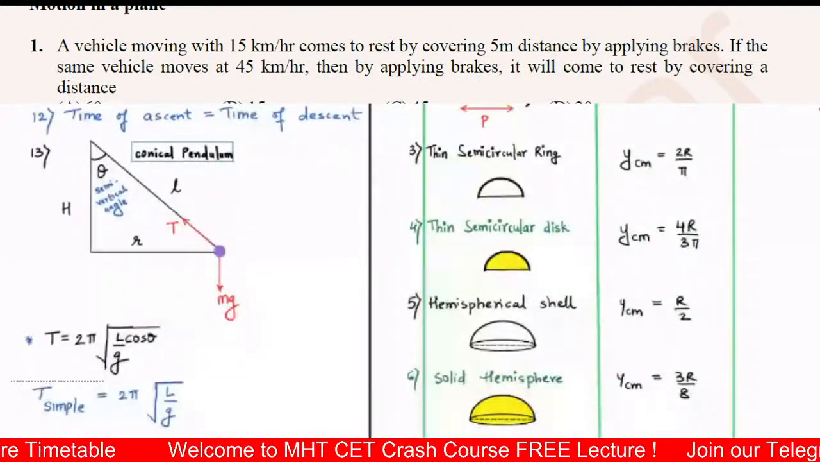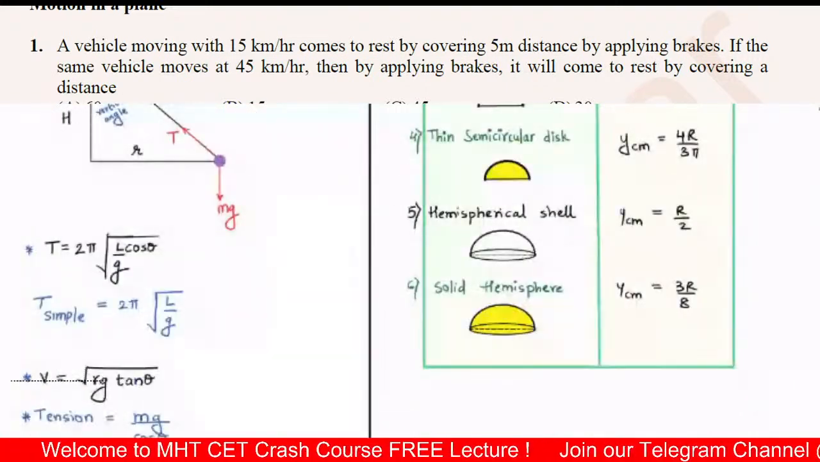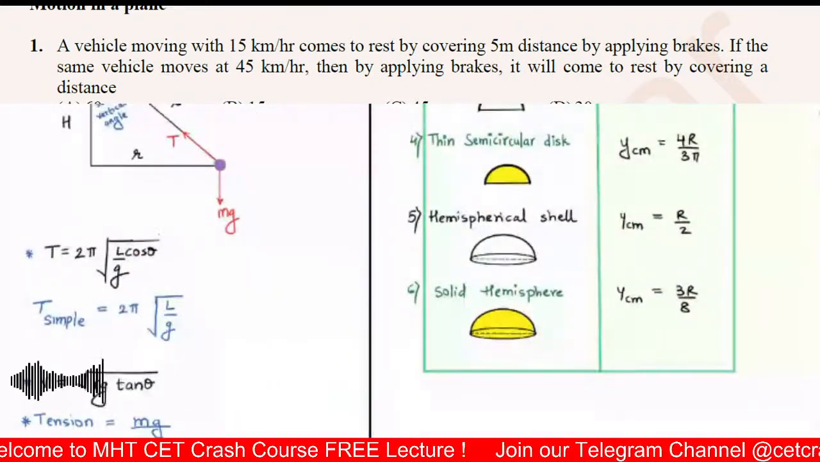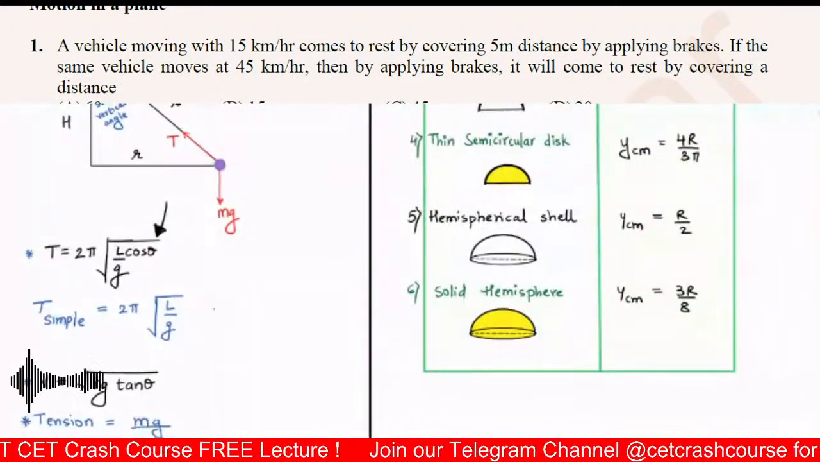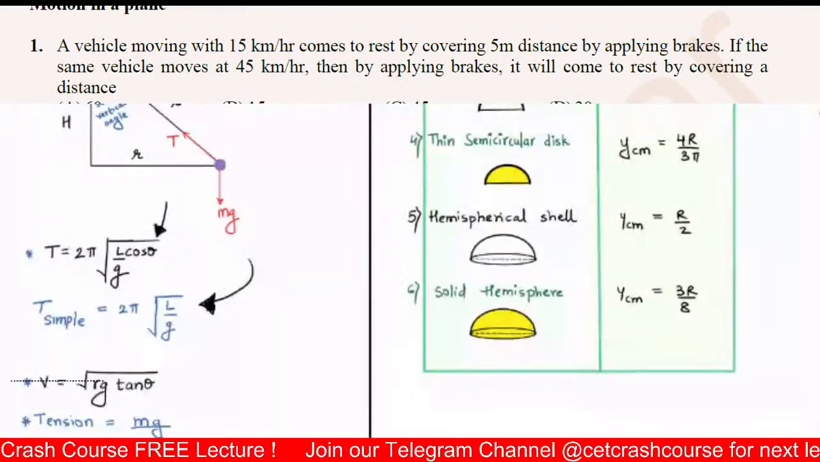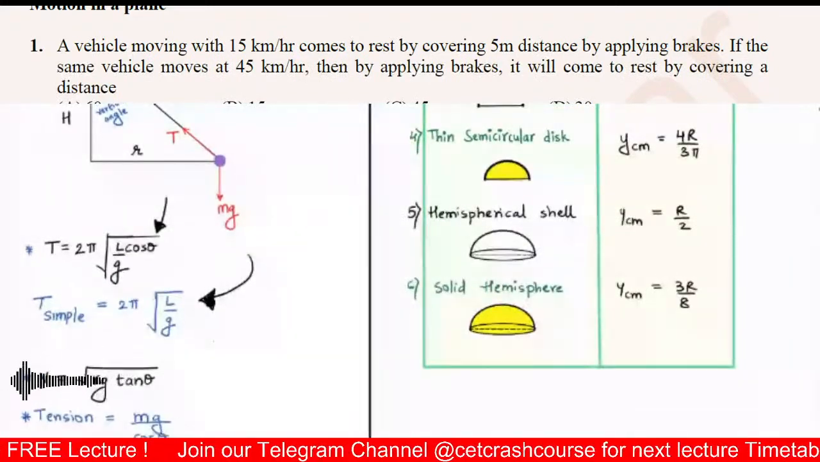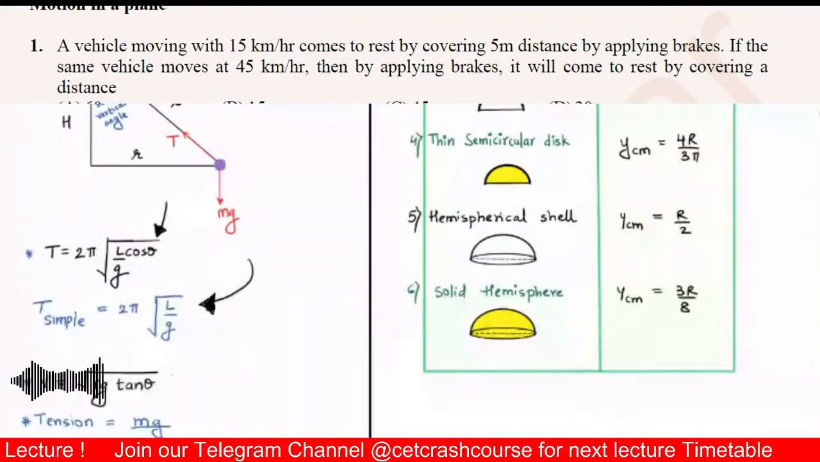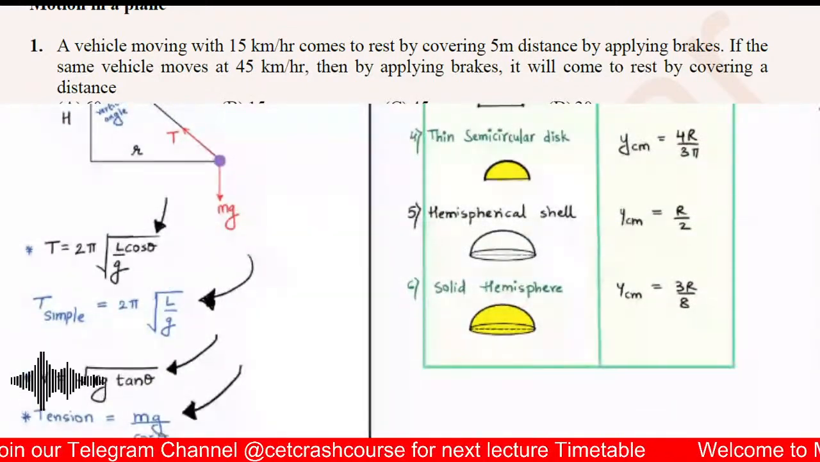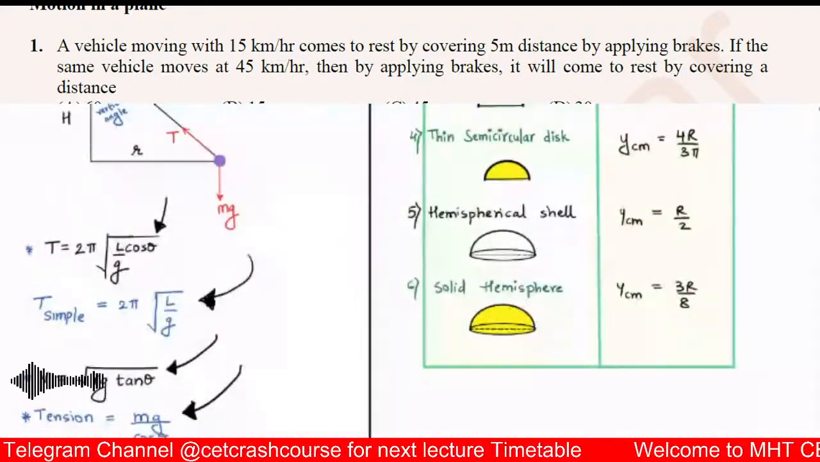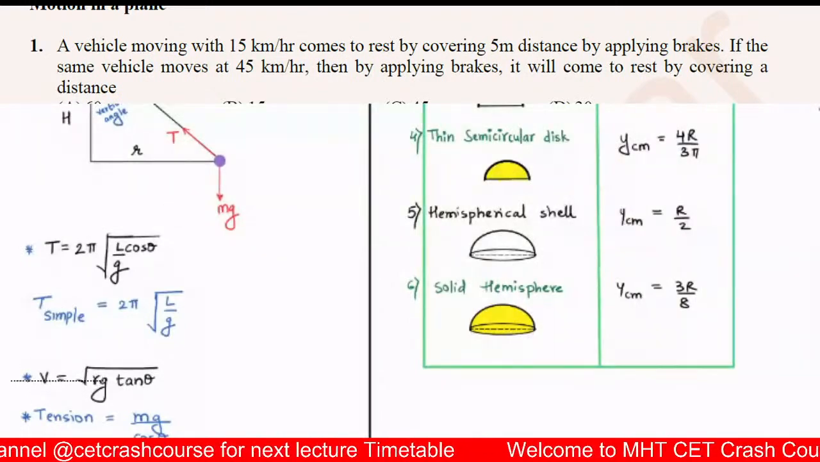Based on that, students, we have written 3 formulas. First one is for the time period of the conical pendulum, then the time period of a simple pendulum. I hope you remember this formula from SHM also: time period of simple pendulum, 2 pi root of L by g. Then the linear speed of the bob, root of Rg tan theta, and then the formula to calculate tension, mg upon cos theta. Right, this much part is clear.